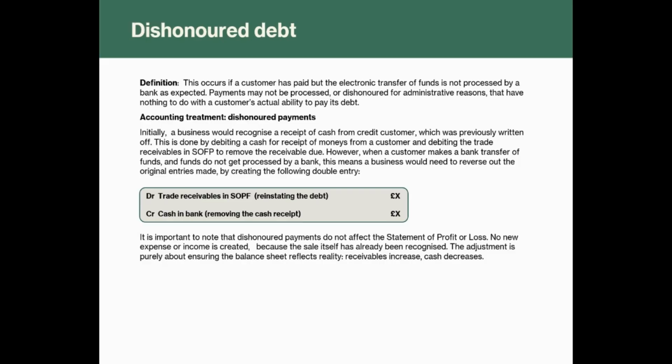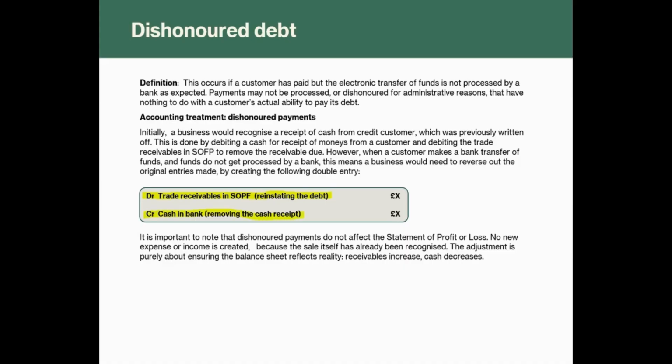So how do we deal with this in the accounts? The key point is that we need to reinstate the trade receivable because the business hasn't actually received the money. The original cash entry was incorrect, so we reverse it. The double entry is as follows. We debit trade receivables to bring back the amount owed by the customer. We credit cash at bank to remove the cash receipt that was incorrectly recorded.